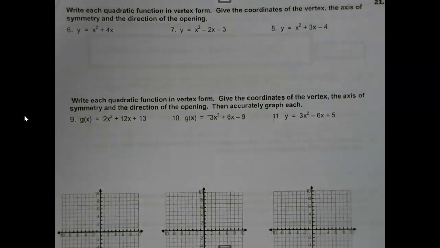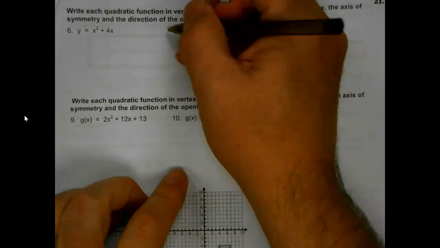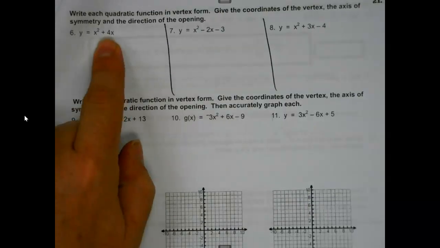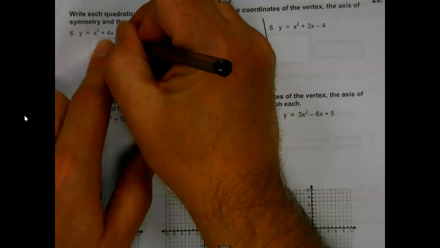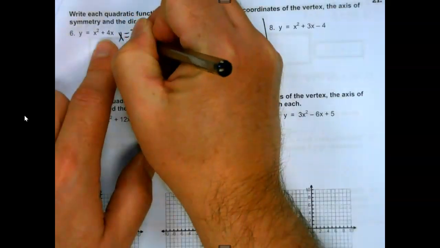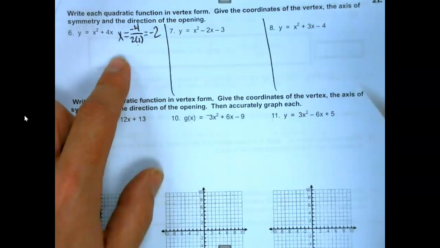Write the quadratic in vertex form. Give the coordinates of the vertex, the axis of symmetry, and the direction of the opening. Oh my gosh, so much stuff to do. We got this. All right, let's separate this off a bit. This time we have a b value. My b value is 4. So we have the opposite of b over 2a. Negative 4 divided by 2 is negative 2.